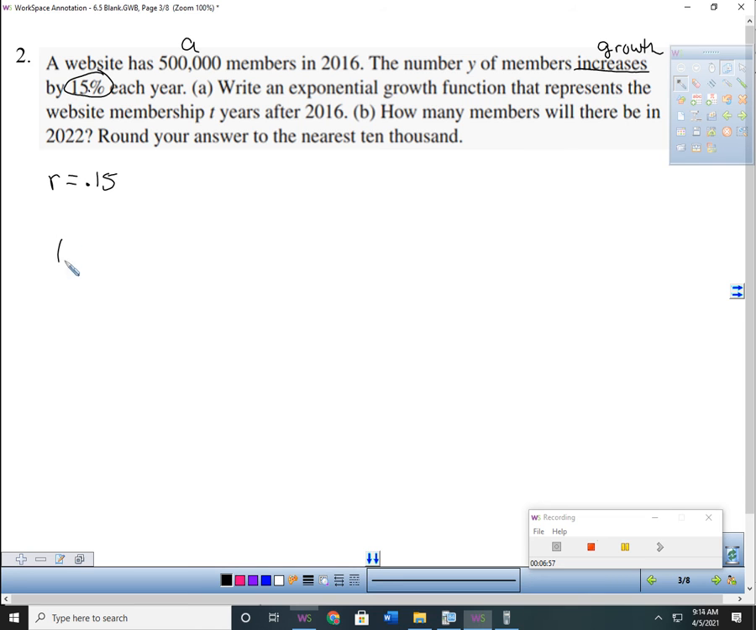Okay, part A. Write an exponential growth function that represents the website's membership T years after 2016. So just a general equation, we're going to keep the T. So we have Y equals our initial amount, 500,000, times, and then we have 1, it's a growth, so plus, and then you put in your rate as a decimal, 0.15, to the T power. So we have our equation.